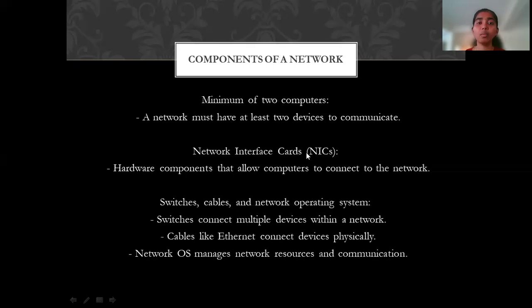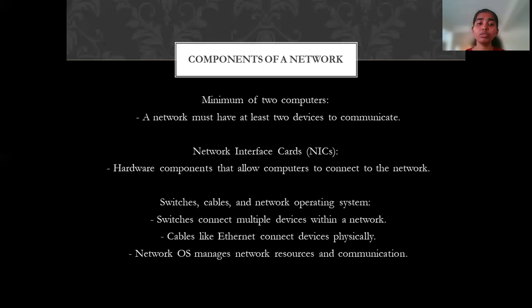So next up, we have components of a network. So what are the components which are involved in a CN, that is, a computer network? So there are a minimum of two computers. That is, in case of computer networks, we need a minimum of two computers. A network must have at least two devices to communicate. Quite sensible. Now next is network interface cards, commonly called NICs. These are the hardware components that allow the computers to connect to the network.